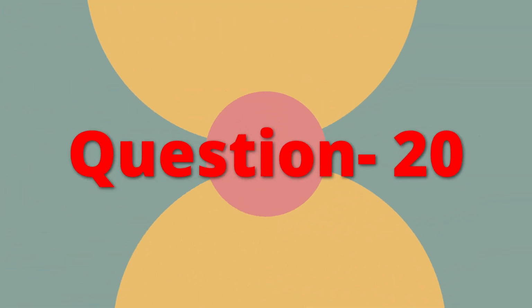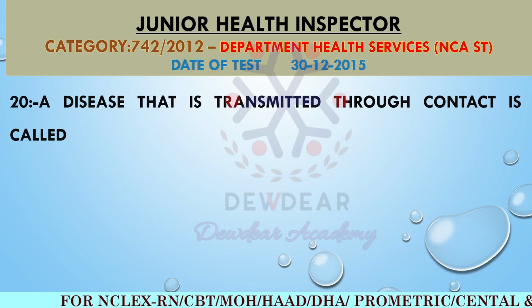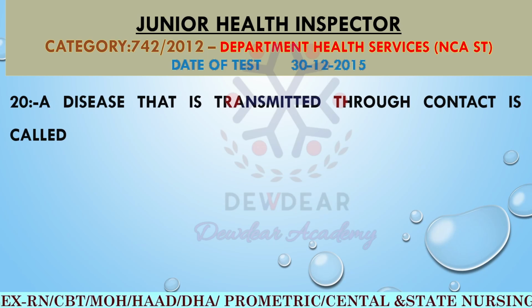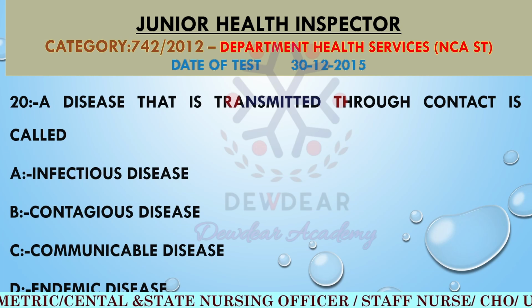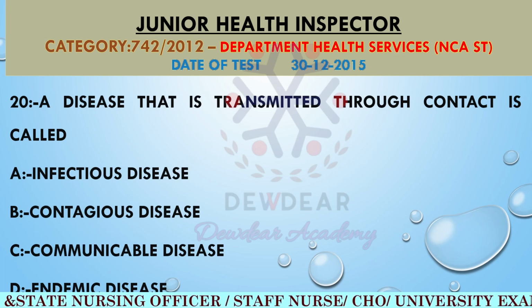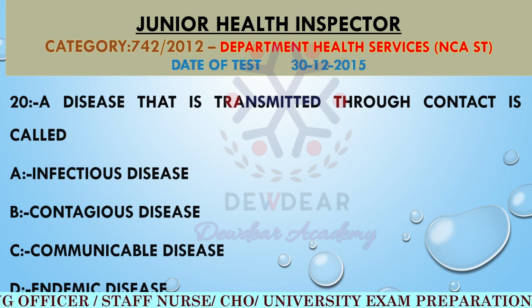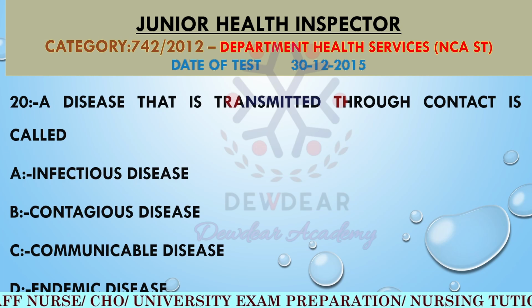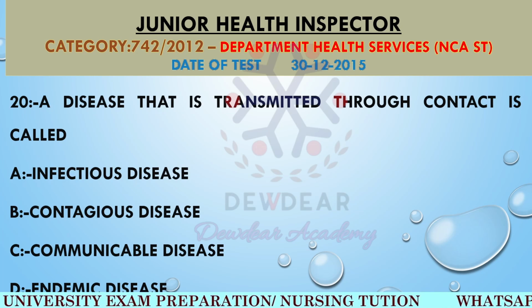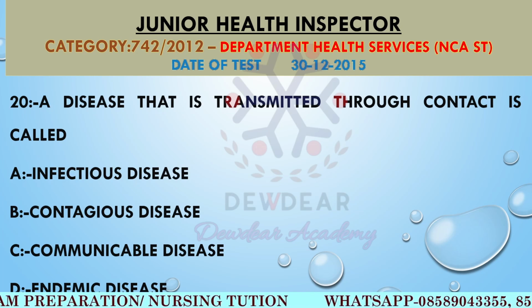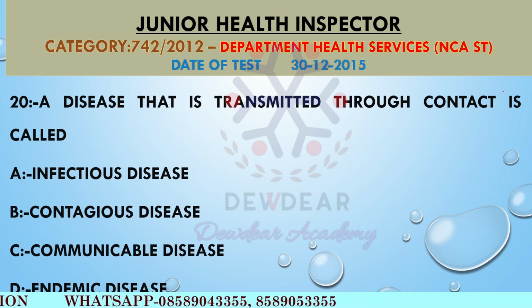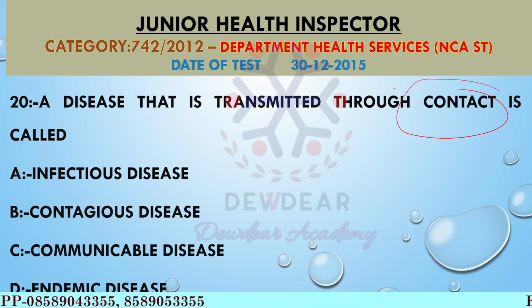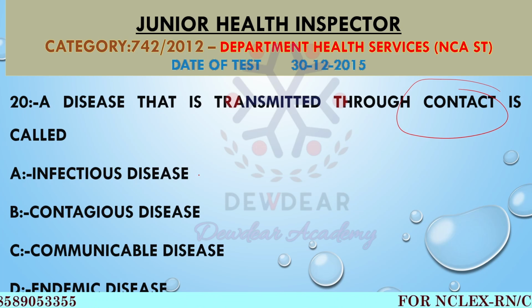Then the next question is, a disease that is transmitted through contact is called. Options: infectious disease, contagious disease, communicable disease and endemic disease. These are the options, and the question is the disease that is transmitted through contact. So the key term here is transmitted through contact. First we will analyze each option.